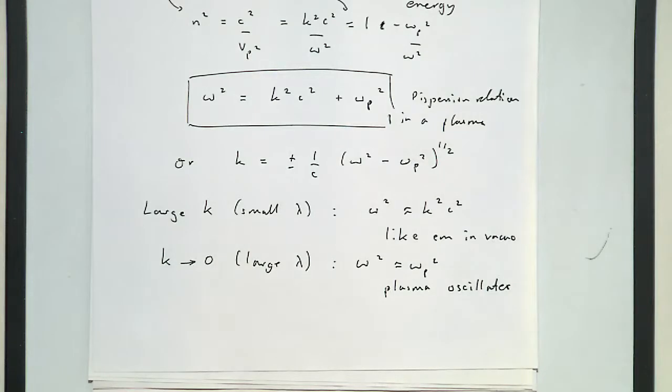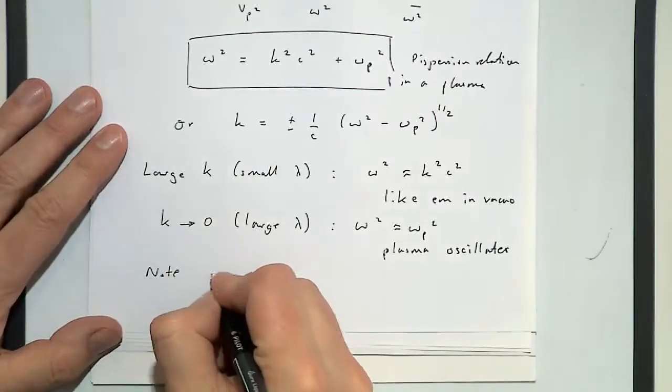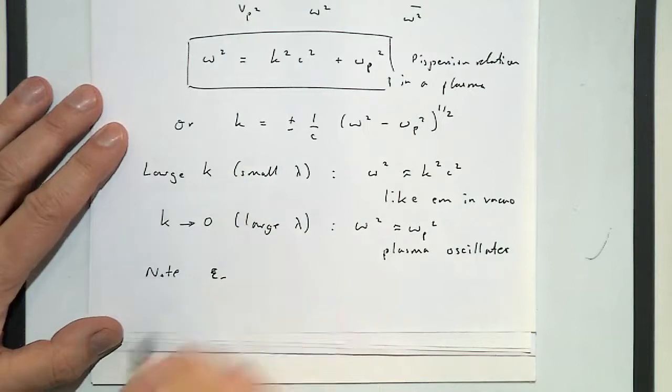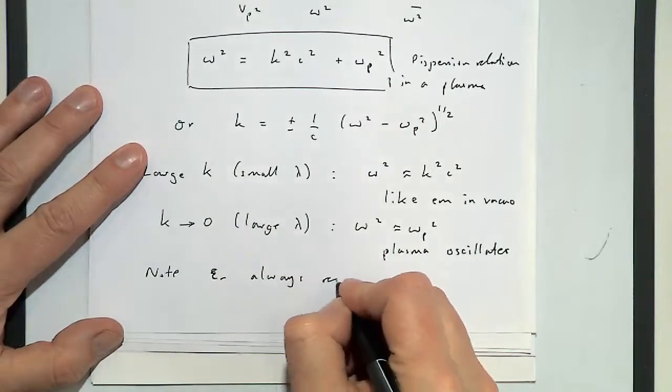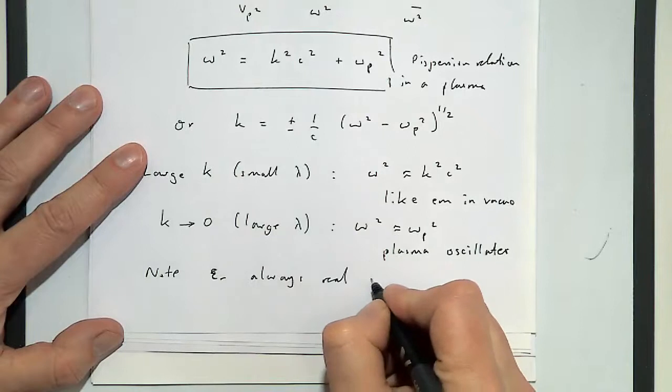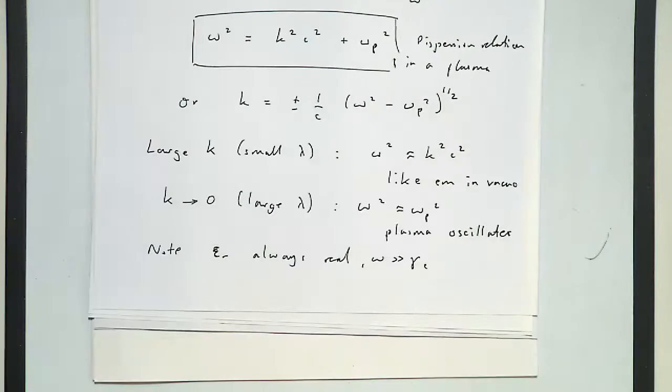So a large wavelength over a large distance, the electric field will move all the electrons together, and they all move at the same frequency as the plasma frequency. But in all these situations, we just remind ourselves, epsilon r is always real. Okay? As long as omega is much bigger than the collision frequency.